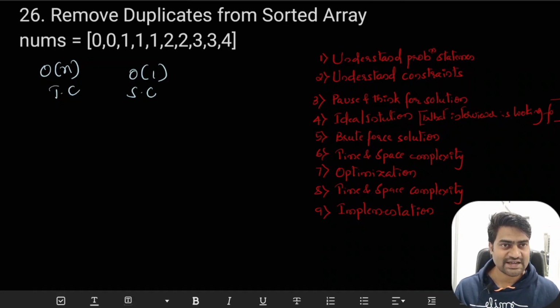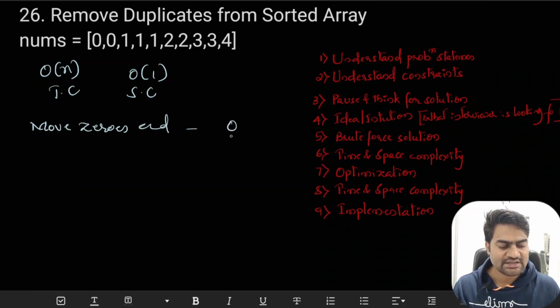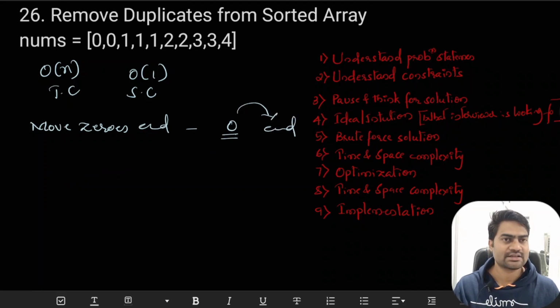So before understanding the brute force, maybe it is also a good idea to understand how this problem relates to the previous two problems. In the move zeros to end problem, we were given 0 and we wanted to move this 0 towards the end. It means there was one particular constant value which they wanted us to move to the end of the array, in place.